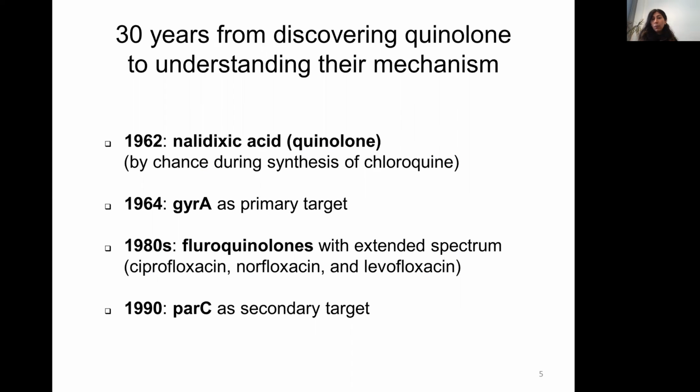In 1980, fluoroquinolone was introduced to the market. Fluoroquinolones contain a fluorine in their chemical structure and are effective against both gram-negative and gram-positive bacteria. In the 1990s, parS was discovered as the secondary target for quinolones. So, as you can see, from the discovery of the nalidixic acid to the discovery of parS, it took 30 years, which is really a lot.